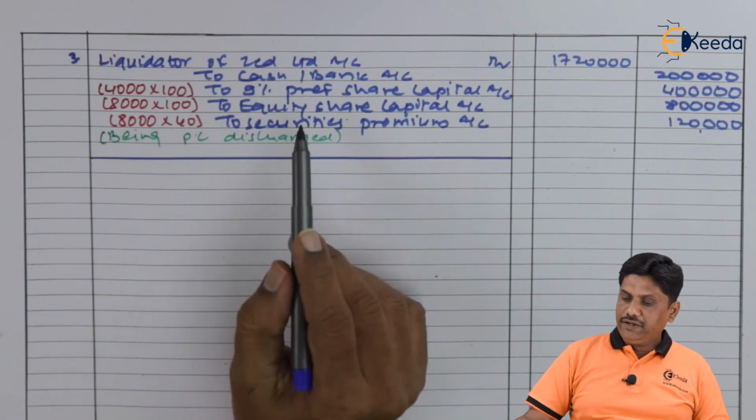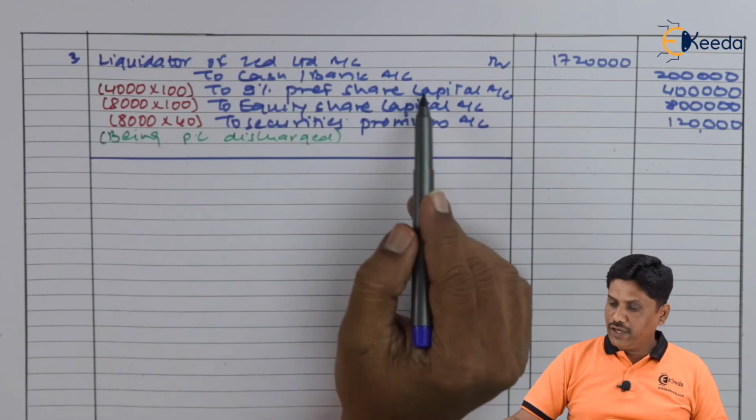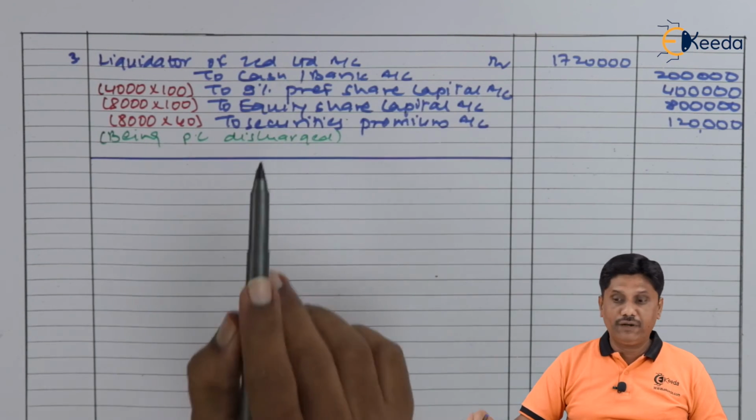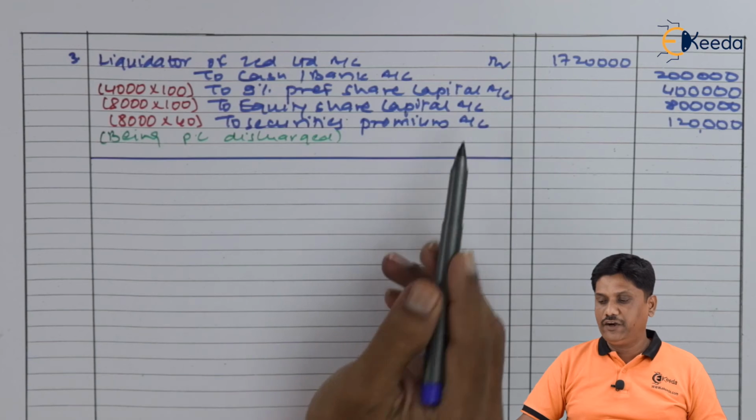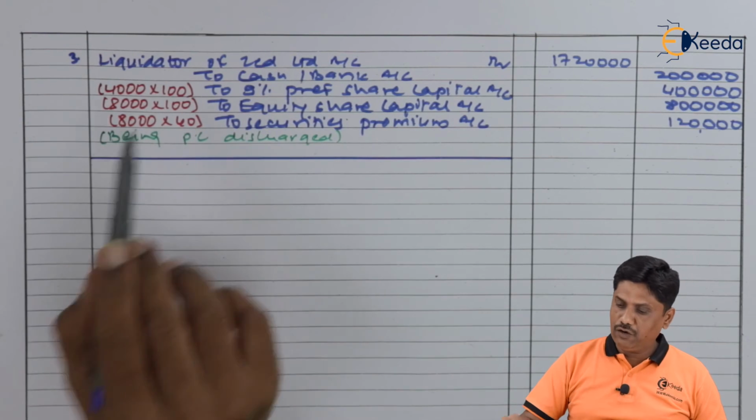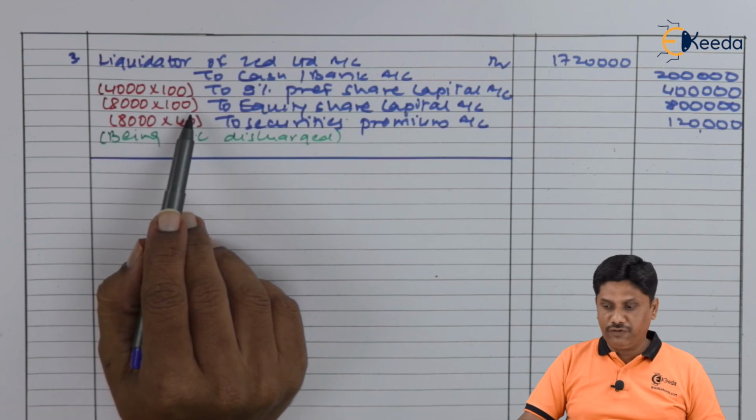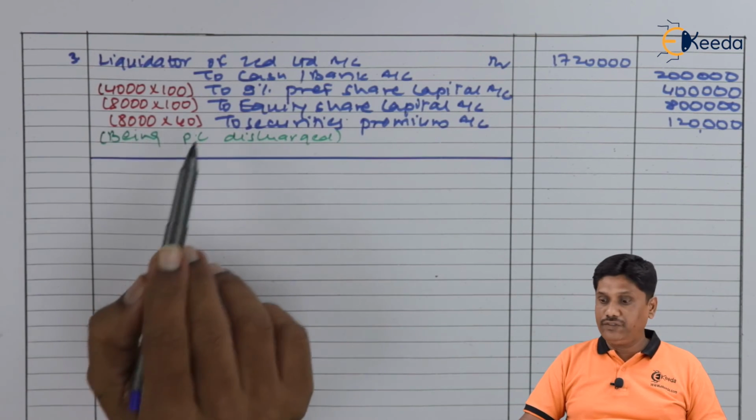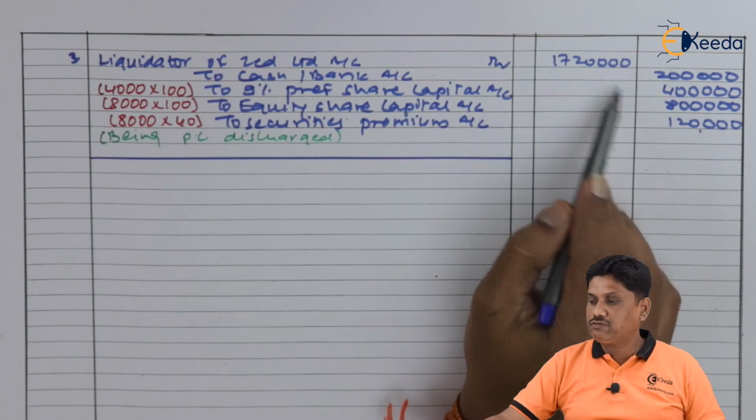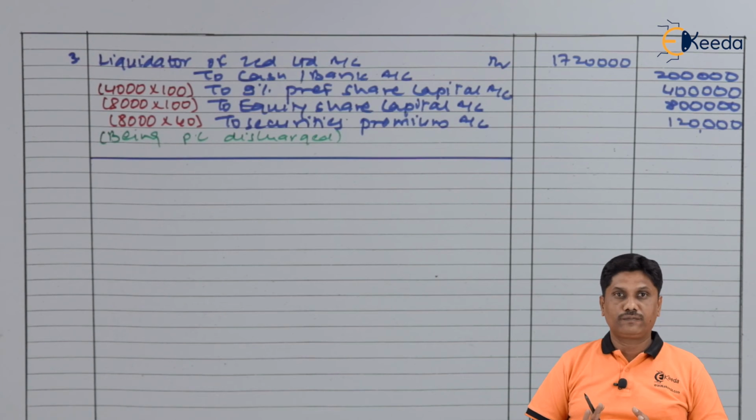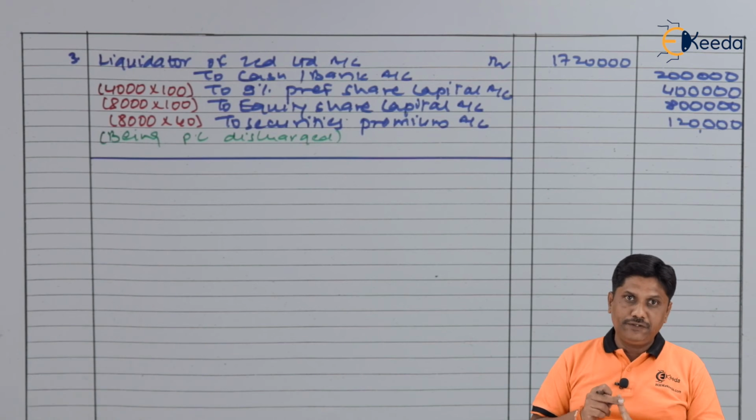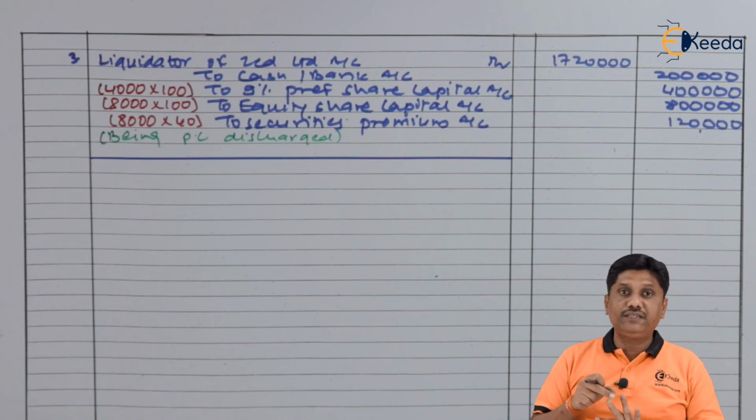So friends, my entry is liquidator of Z Limited account debit to cash or bank, to 9% preference share capital account, to equity share capital account, and to securities premium account. Based on our PC calculation, 4,000 preference shares of rupees 100 each, 8,000 equity shares of 100 each, on that premium is 40 rupees. In this way, we have settled 17,20,000. These are the 3 basic entries we have recorded: business purchase, takeover of assets and liabilities, and thirdly, settlement of PC.